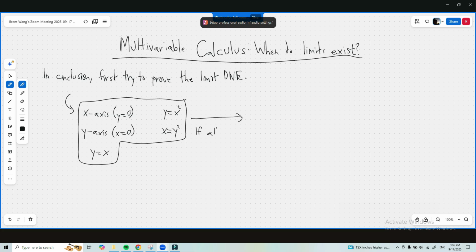If all give the same value, suspect the limit exists. You might suspect the limit exists at this point. So then, you can try factoring, the squeeze theorem, or polar coordinates, like I talked about earlier.